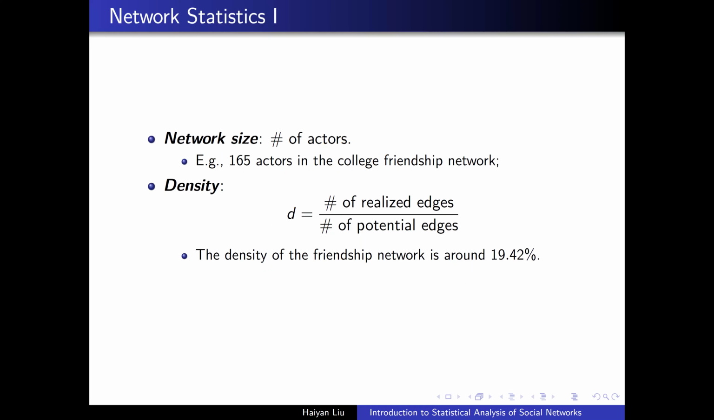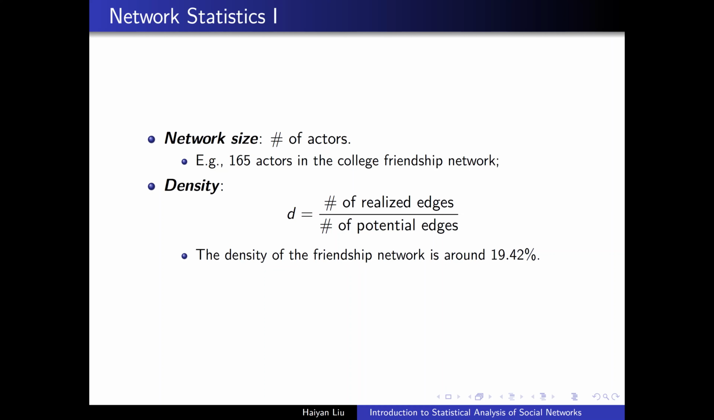So, network statistics. We could describe a network by talking about the network size, which is basically about how many actors are in a network. For instance, the college friendship network has 165 actors. So the network size is 165. Sometimes people also describe the size of the network by the total number of potential edges, basically counting how many dyads we could have.